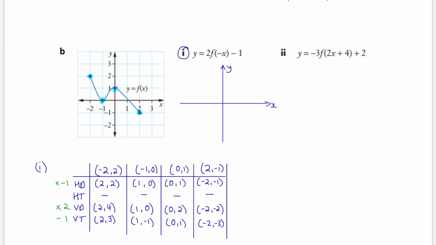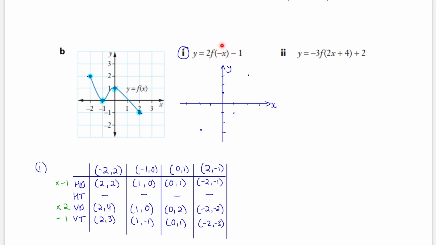So here I'm just going to mark out, just approximately. So here I have the coordinate 2, 3. So maybe somewhere up here, 1 and -1, 0 and 1, -2, -3. Now, I'm just recalling here that this -1 and 0 is a turning point, as is 0 and 1 here. So what's happening is, notice that I'm having a reflection as well.